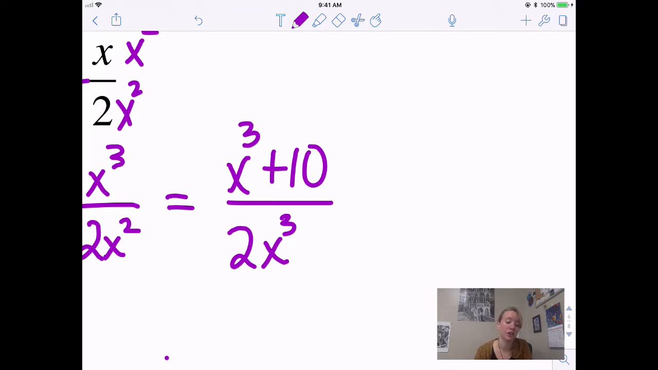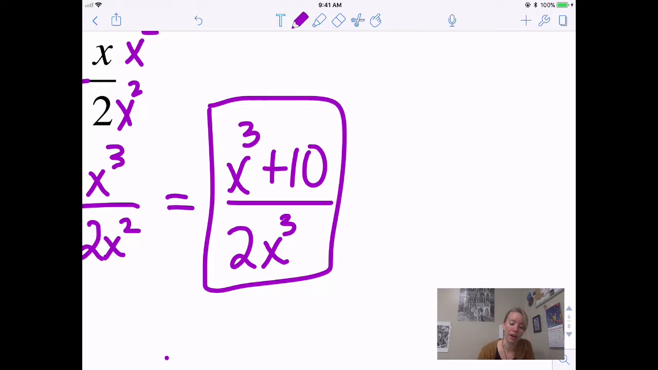Because I've got the x cubed. So if I wanted to factor, I get x, x, and x. But the 10, that isn't a perfect cube. So we'll just leave it as x cubed plus 10 over 2x cubed.